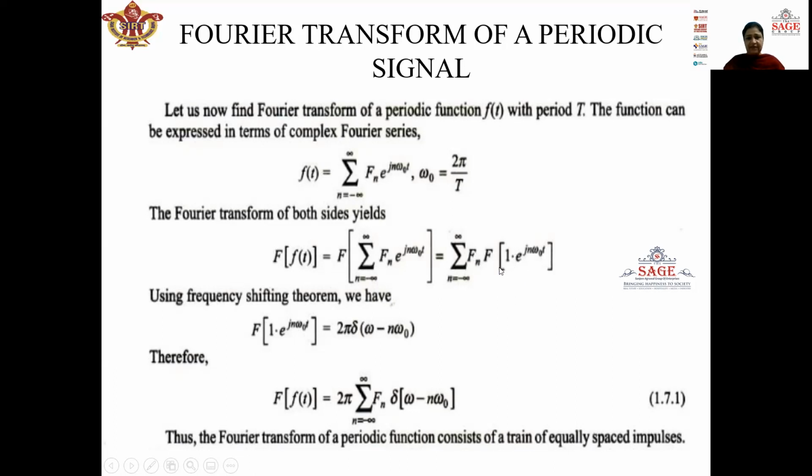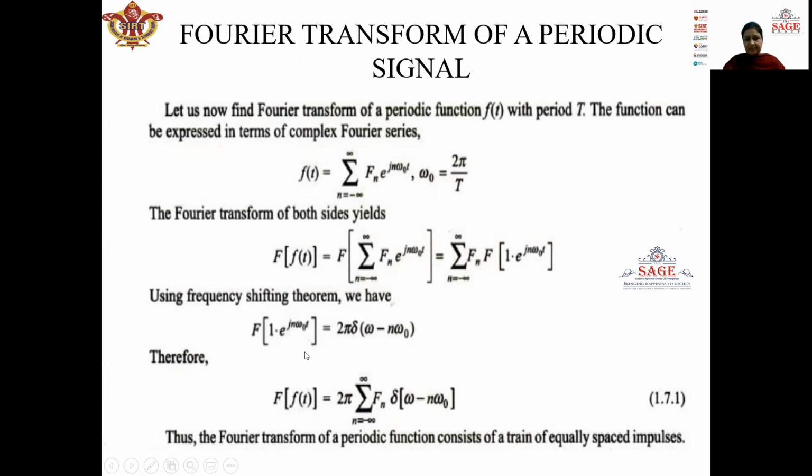Here we can see that 1 is getting multiplied by e raised to the power j n omega naught t. Using the frequency shifting theorem, if we multiply any signal with an exponential, then in the frequency domain, the Fourier transform is shifted by the frequency omega naught. Since 1 has the Fourier transform 2 pi delta(omega), and we are multiplying 1 with e raised to the power j n omega naught t, the Fourier transform will become 2 pi delta(omega minus n omega naught).